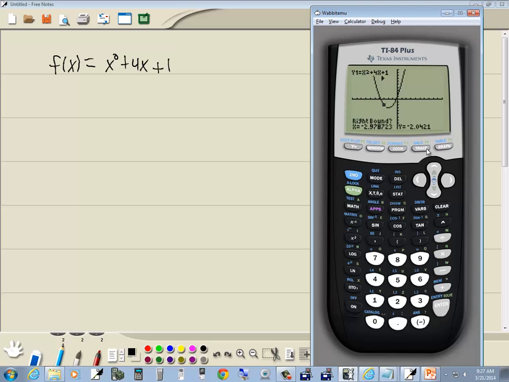And then it's asking us for right bound. I'm going to do my right arrow key to go to the right of where the minimum is. And that's pretty good, so I'll press enter on that. If you've done a pretty good job of staying fairly close to your minimum or maximum, then for the guess, you just press enter. And this gives us our vertex.